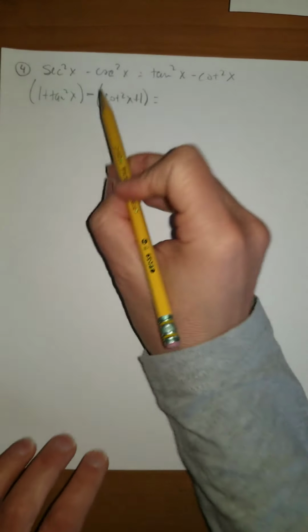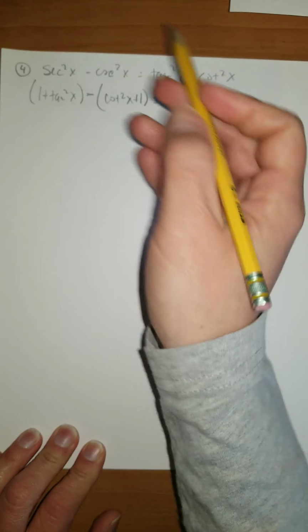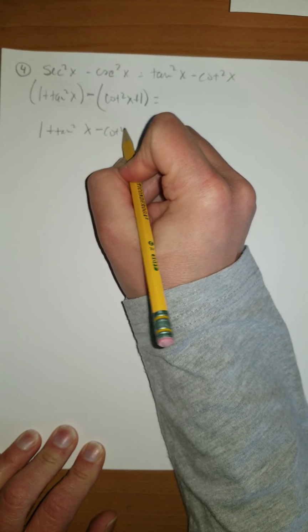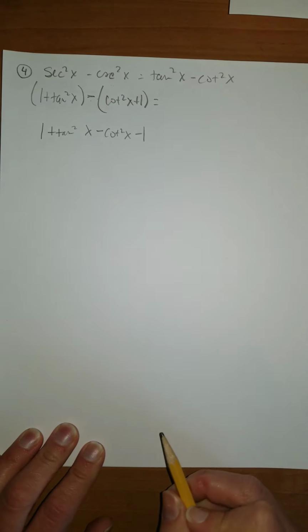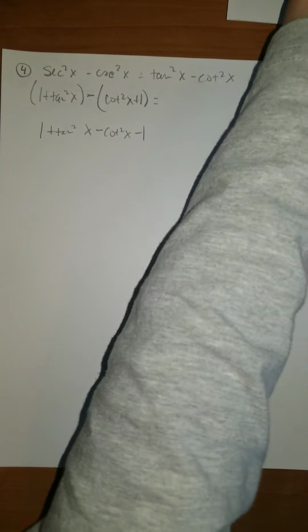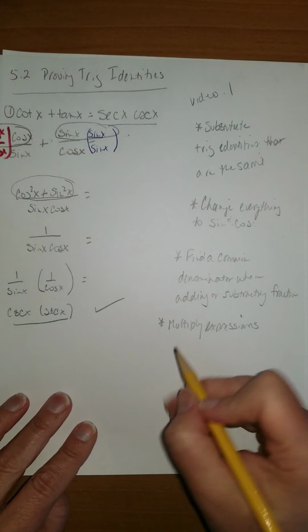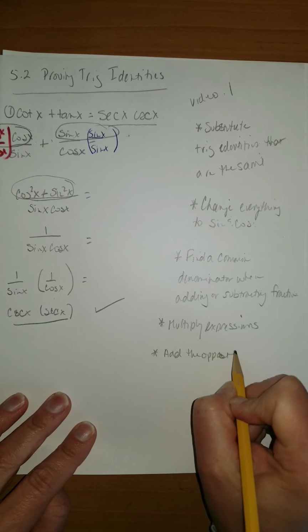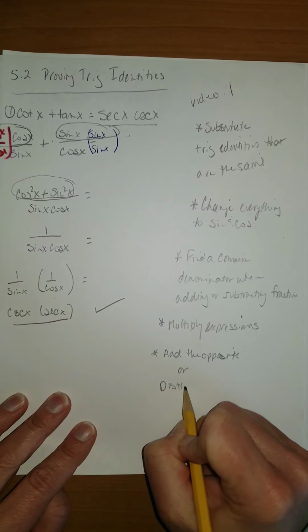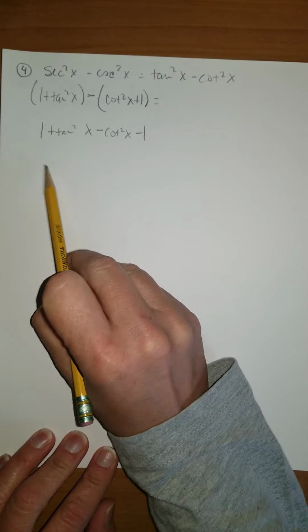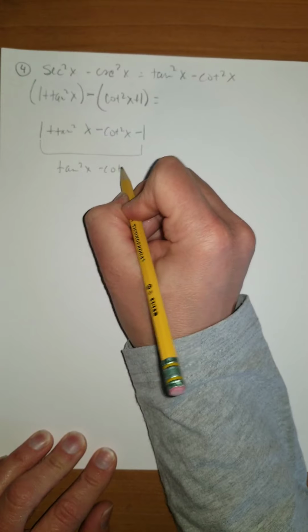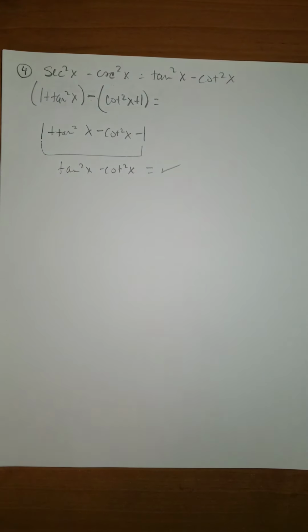Now, you can make this into a -1, or remember, isn't subtracting adding the opposite? So this is going to be 1 plus the tangent squared of x, minus the cotangent squared of x, and then minus 1. Okay? So that was another step I used. I can either add the opposite or distribute a -1. All right, so here we go. What do I see? Is it 1 minus 1, 0? This is the tangent squared of x minus the cotangent squared of x. That equals, that checks.